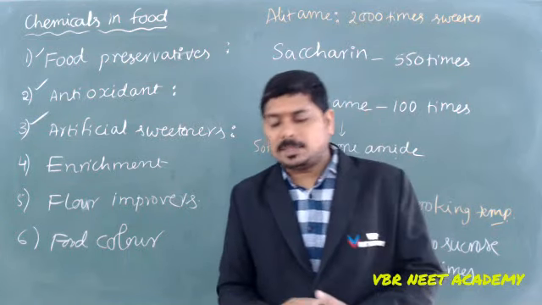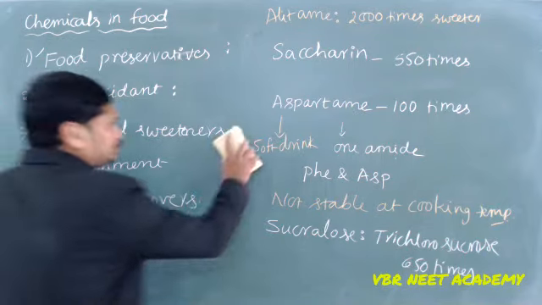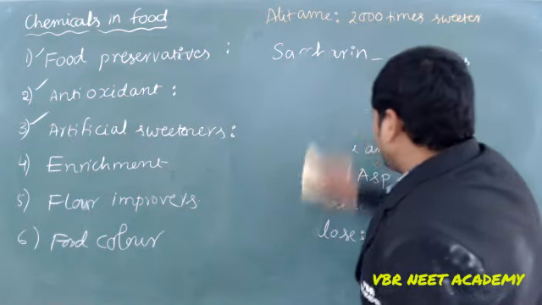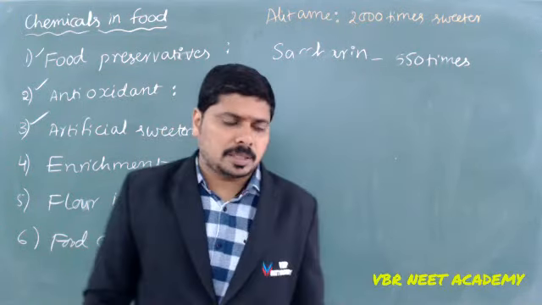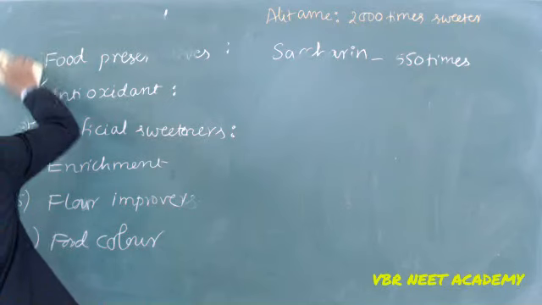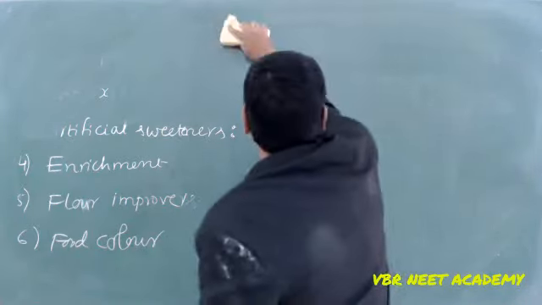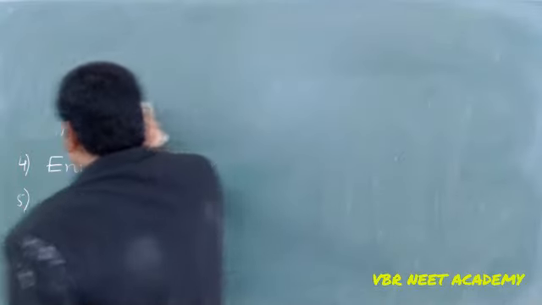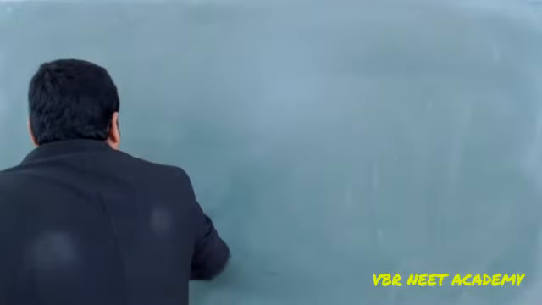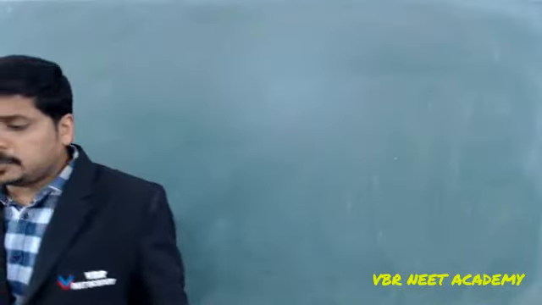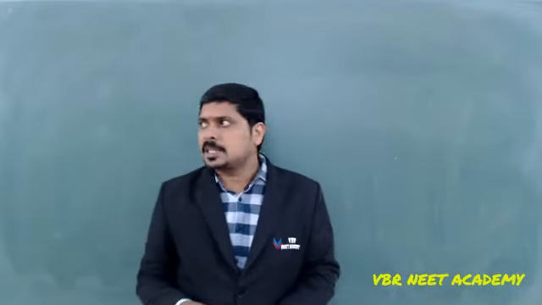Understand? Next we have the cleansing agents. What are the cleansing agents? The main cleansing agents are soaps and detergents. What are soaps? What are detergents? Soaps are nothing but sodium or potassium salts of long chain fatty acids. Sodium or potassium salts of long chain fatty acids are called soaps.